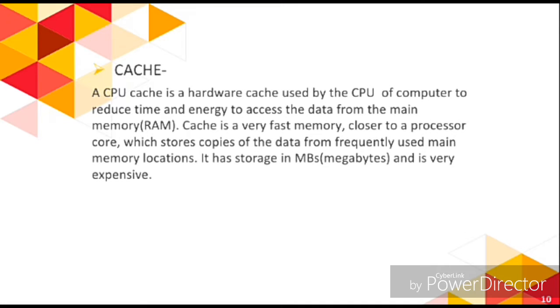So the last but not the least is the cache. So what is a cache? You have heard it many times, huh? A CPU cache is a hardware cache used by the CPU of a computer to reduce time and energy to access the data from the main memory RAM. Cache is a very fast memory, closer to a processor core, which stores copies of data from frequently used main memory locations. It has storage in MBs and it is very expensive.